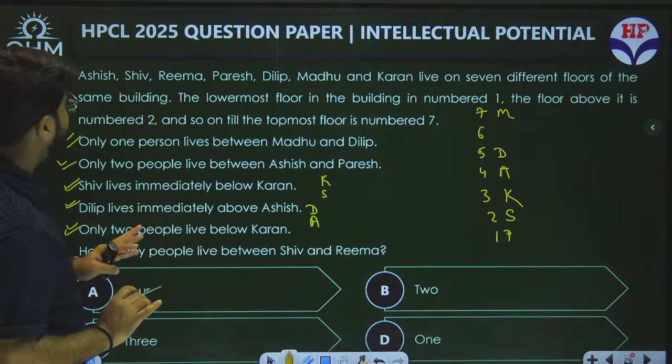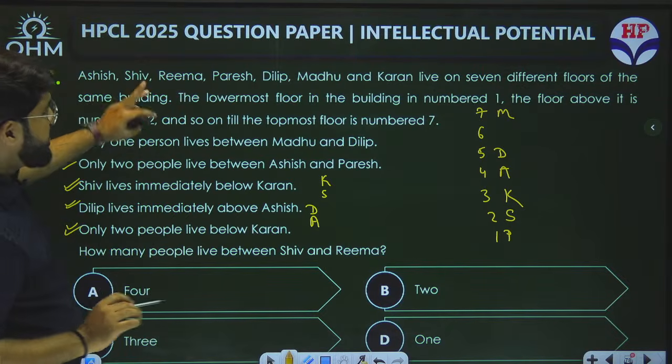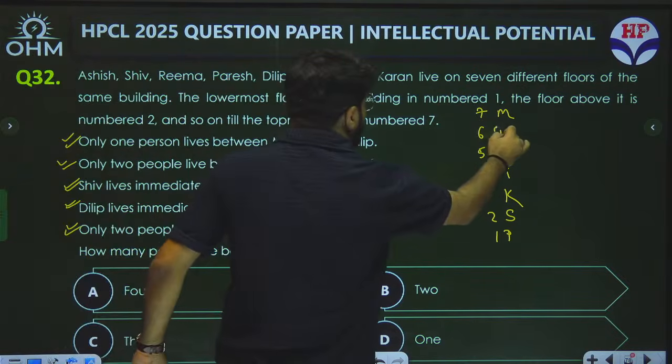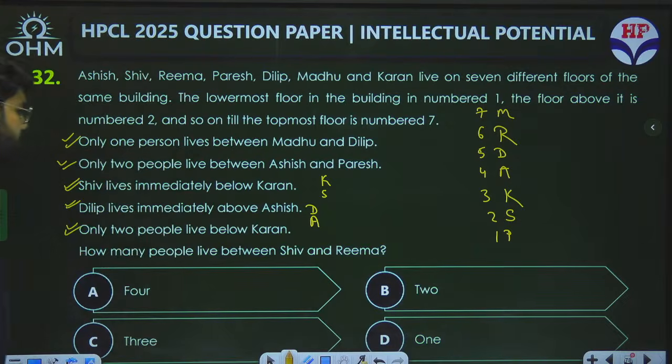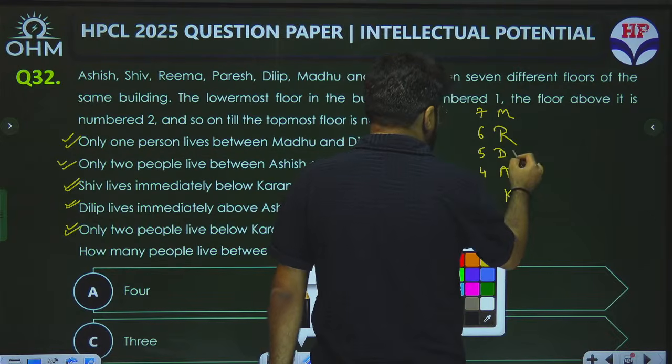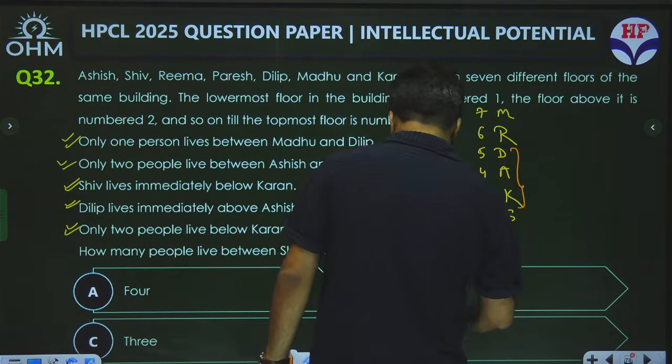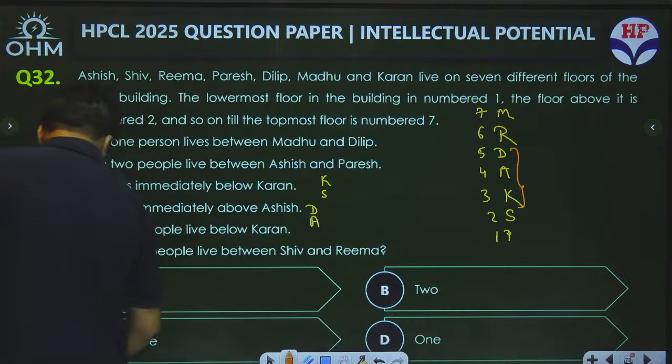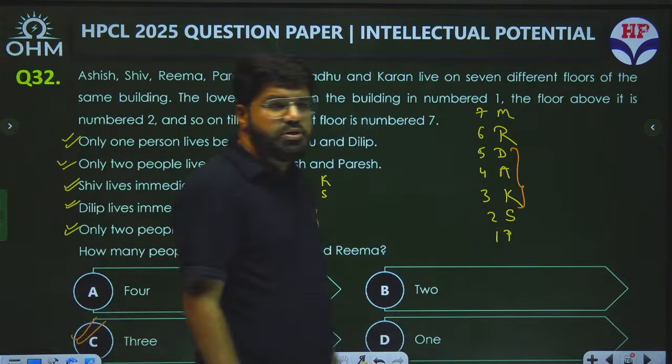So who is left? Reema is left. I can place Reema here. Now everything is satisfied. How many people live between Shiv and Reema? Between Shiv and Reema, 3 people are seen living here. Option number C.